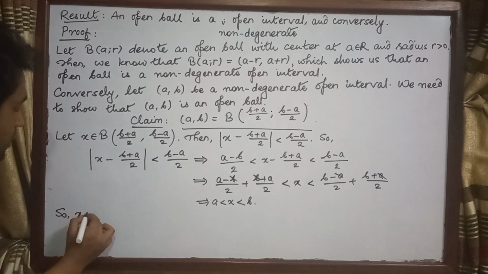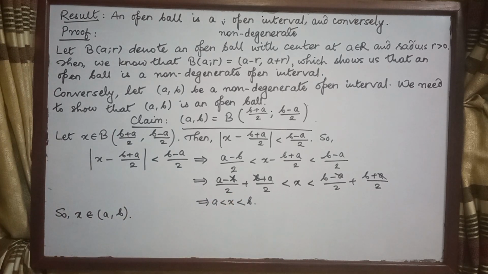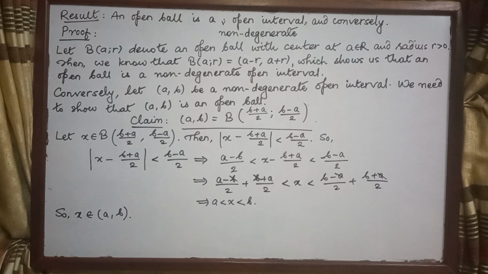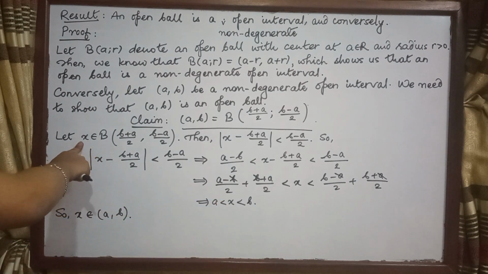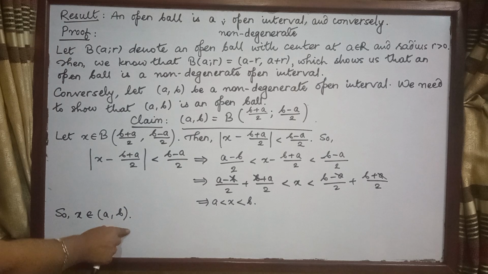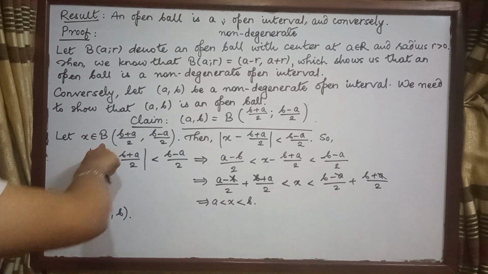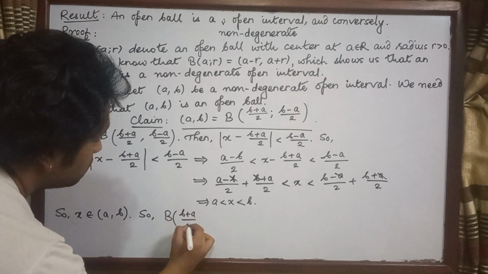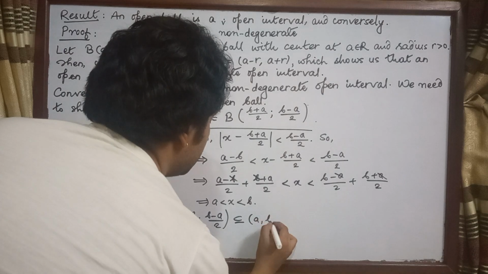So what we have seen is that X belongs to the interval AB. Okay, we've just shown that if we take any element X in this ball, then that element will always be an element of this interval. So we can say this open ball is a subset of this interval. So B plus A over 2, B minus A over 2 is a subset of A, B.